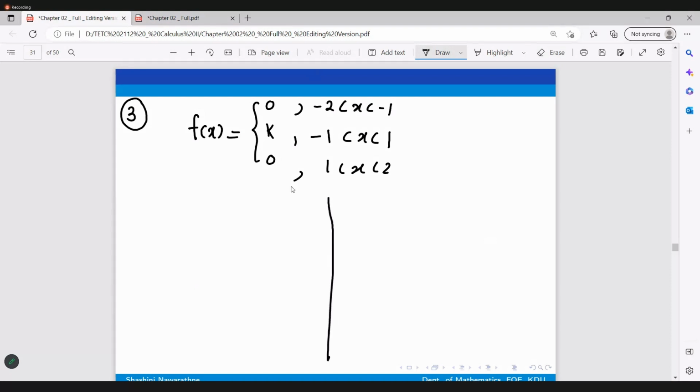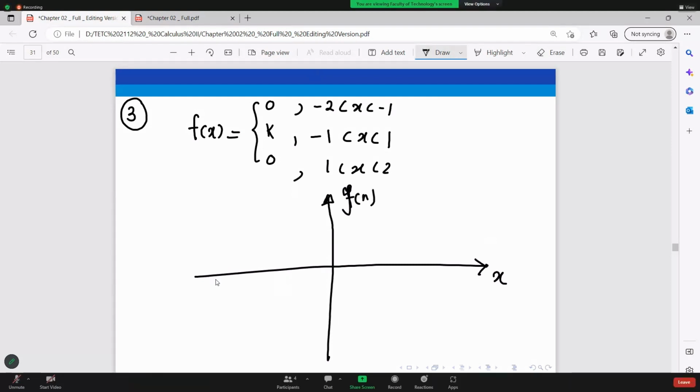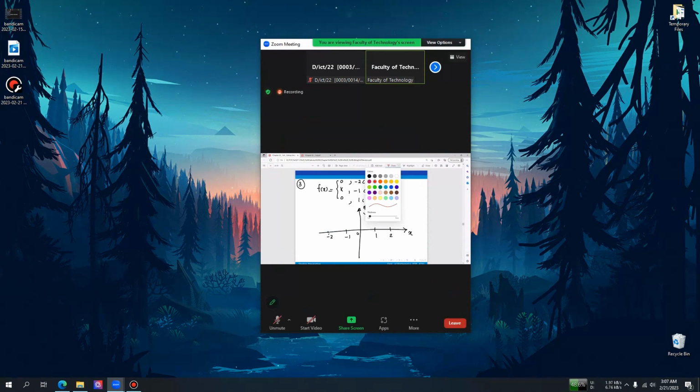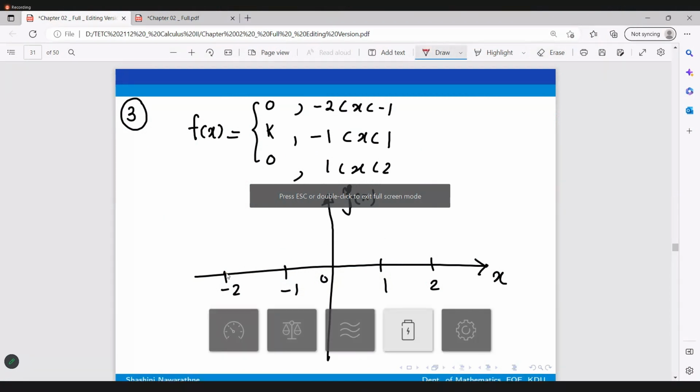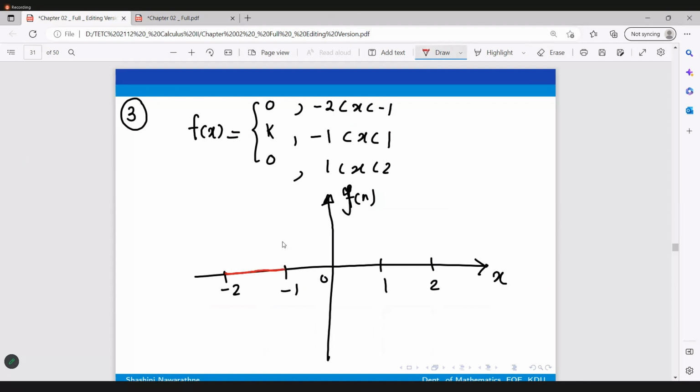the graph. This is the x-axis. This is the f of x axis. Minus 1, minus 2, 0, 1, 2, and we can draw the graph. This is 0, and from this point to this point, k, and again 0. So we can say that P equals 4. Since P equals 2L, our L equals 2.